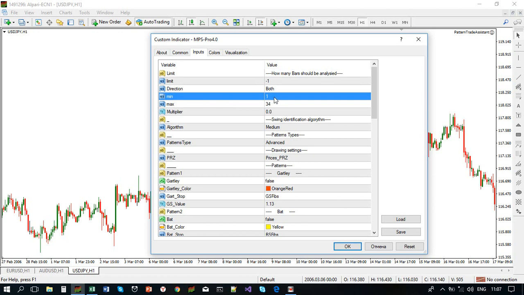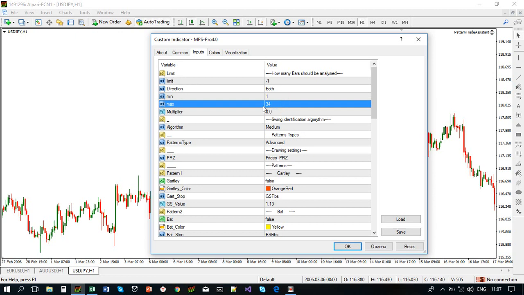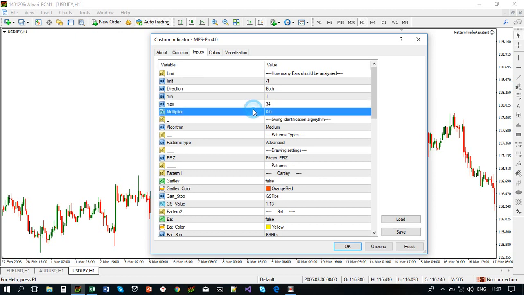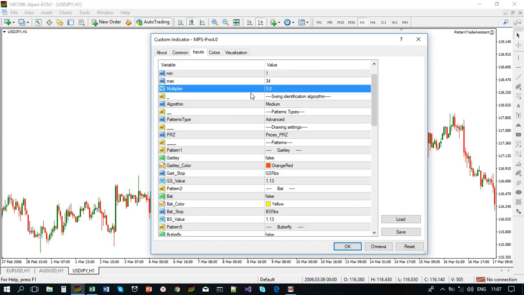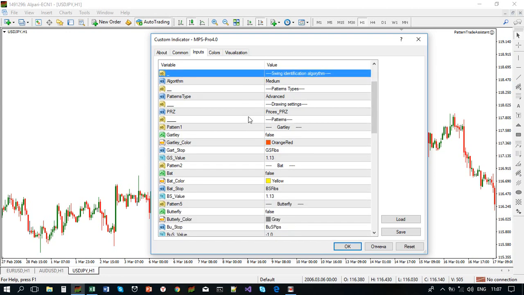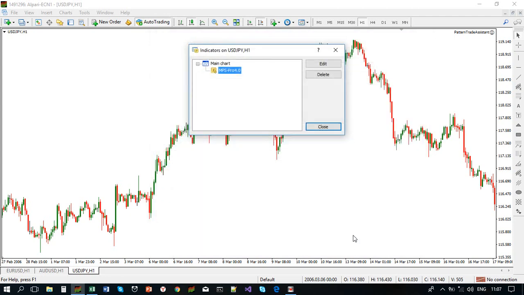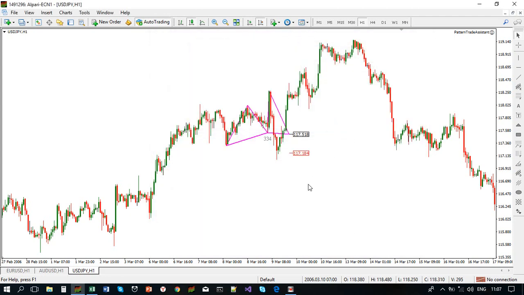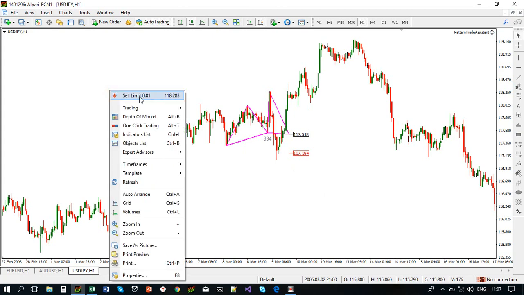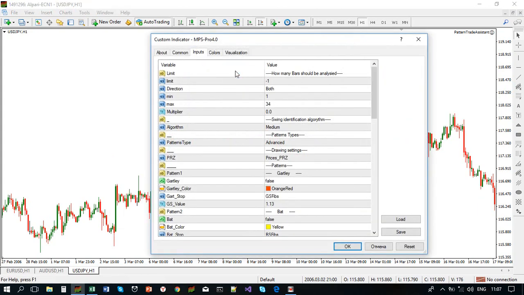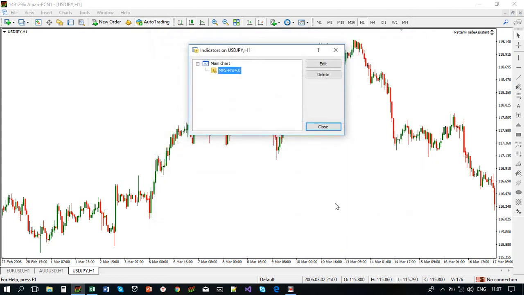The minimum size of XA leg is 1 ATR, maximum size is 34 ATR. Then the previous movement should be whatever size, doesn't matter, the movement previous to XA. And the pattern settings are 113 stop loss of a cipher pattern, so that's it. And the medium swing identification algorithm. The large swing identification algorithm was done yesterday. Today I'm doing the medium swing identification algorithm.